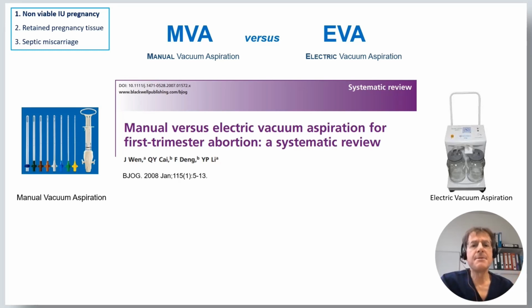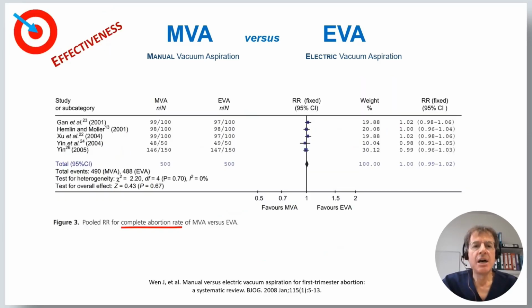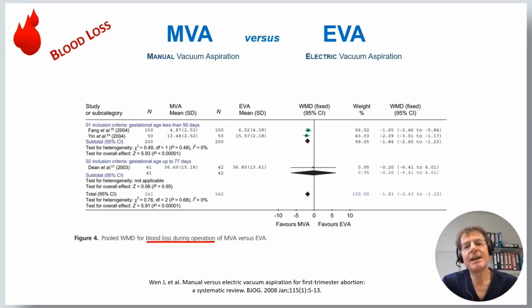Some words about manual versus electric vacuum aspiration for first trimester abortion and miscarriage. There is one systematic review, 2008, and to summarize, both are as effective and as acceptable in the management of miscarriage. They looked at the effectiveness, the complete abortion rate. There was no difference between the two methods. They looked at the blood loss, and also here there was no difference in the blood loss during operation using the manual or the electric vacuum aspiration.